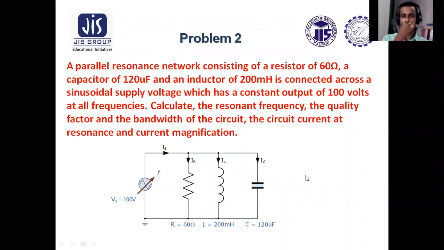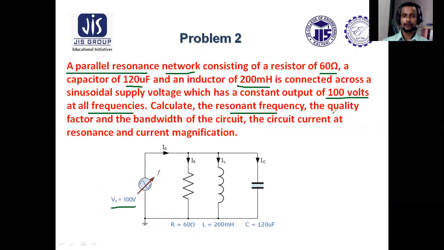Now let us discuss one problem on parallel resonance. For a parallel resonating network consisting of a resistor of 60 ohm, a capacitor of 120 microfarad, and an inductor of 200 millihenry, connected across 100 volts at all frequencies. So these RLC are connected in parallel, having 100 volt at all frequencies. Calculate all these terms. Also find current at resonance and current magnification.